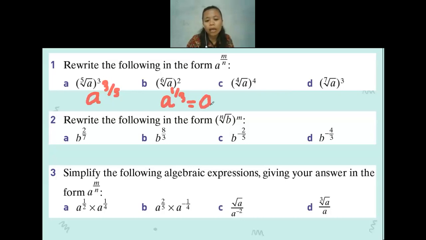For question B, it will be a to the power of 2 by 6, which can become 1 by 3. Or if you want to keep it as the original question, also fine. You can make it a to the power of 2 per 6. Either one is fine. Is there anyone having any question?